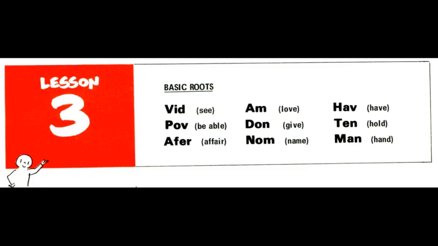Lesson 3. In this lesson, we learn 9 new roots from which we shall build up words. These roots are vid, see; pov, be able; affair; am, love; don, give; nom, name; have; ten, hold; man, hand.